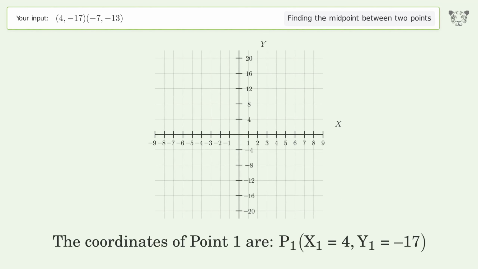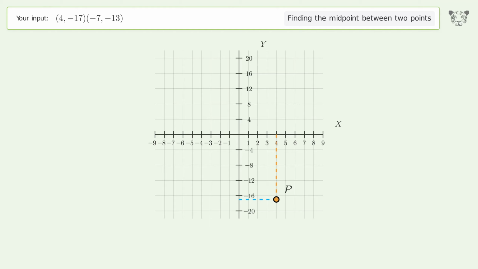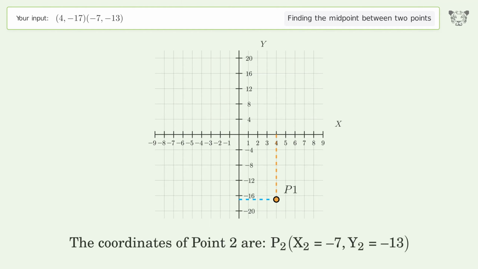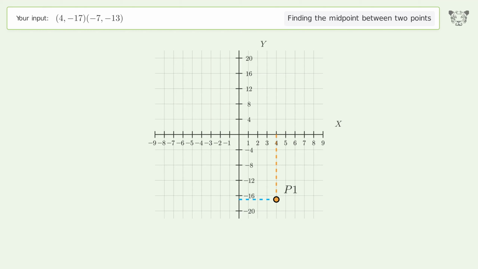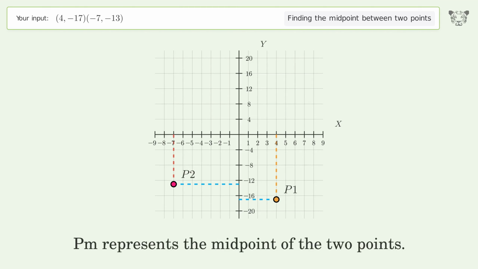The coordinates of point 1 are x1 equals 4, y1 equals -17. The coordinates of point 2 are x2 equals -7, y2 equals -13. PM represents the midpoint of the 2 points.